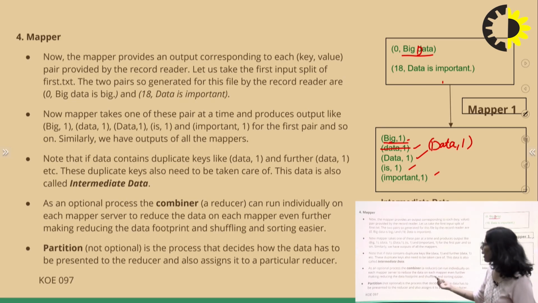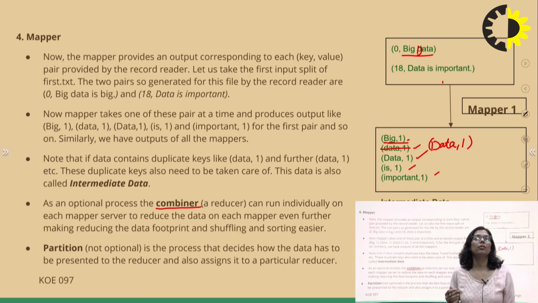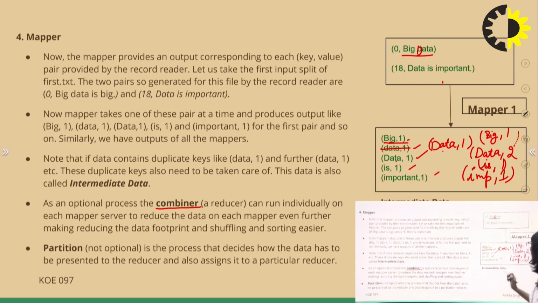Now there is another process called the combiner, which will combine. Ultimately, what we have to do is find the frequency. So what does the combiner do? It checks whether we have two same keys, and if so, we aggregate the values. Here these two keys are the same, data. So the combiner will give me the output, big 1, like this. It will aggregate the responses at one node.